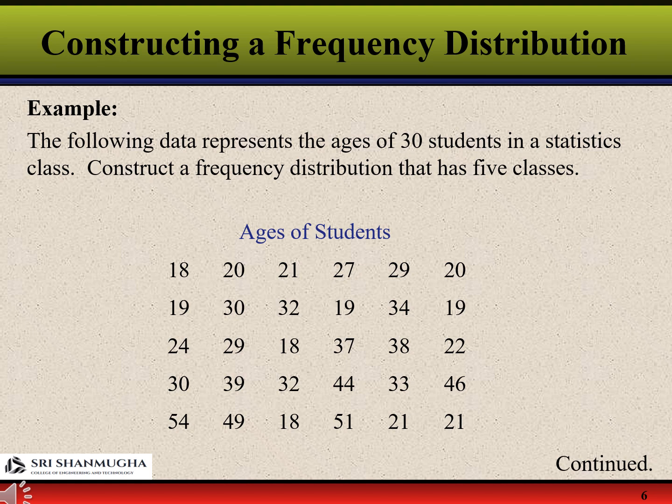We then tally the data for each class and record the frequencies. The total of all frequencies should equal the sample size. So in our example, we have 30 students, so the total of all frequencies should be equal to 30.